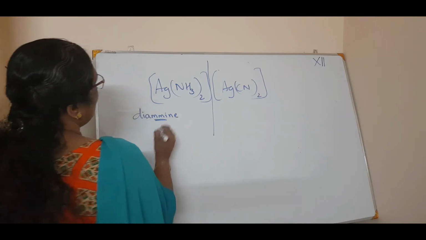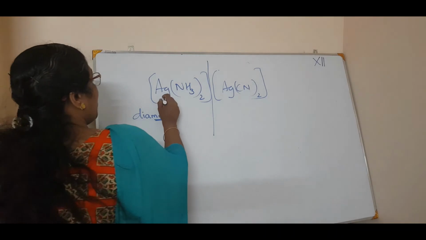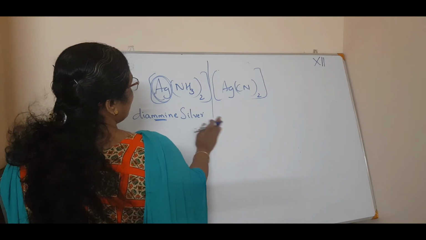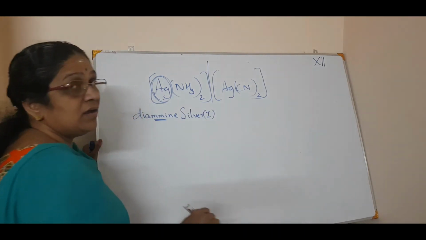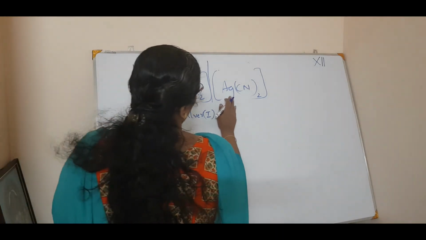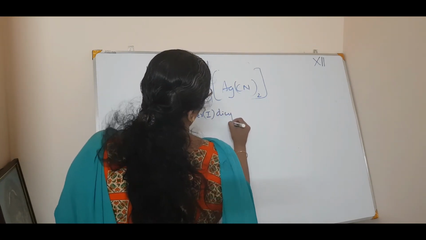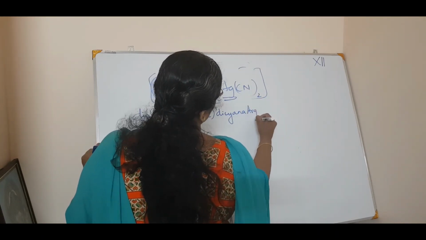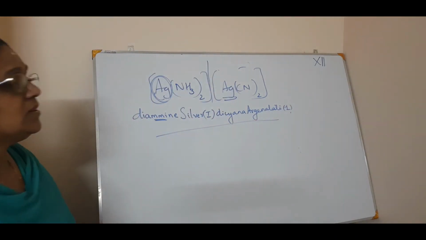A-M-M-I-N-E. See that word? A-M-M, not A-M. Diamine. Since it is positive, you can write it as silver. Okay, now this silver has 1 because silver cannot be more than 1. Always the valency of silver is 1. Okay, now what is this? This is again what? Dicyano. This is minus entity. So it is dicyanoargentate 1. See? This is how the name goes.